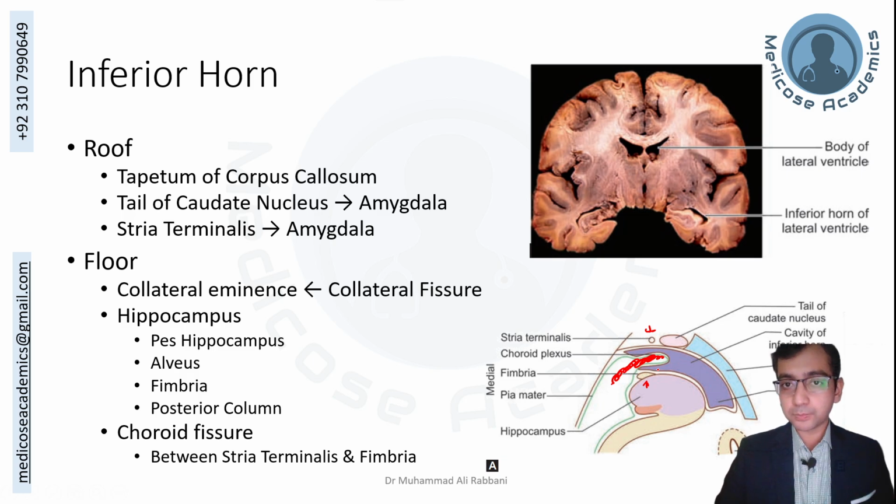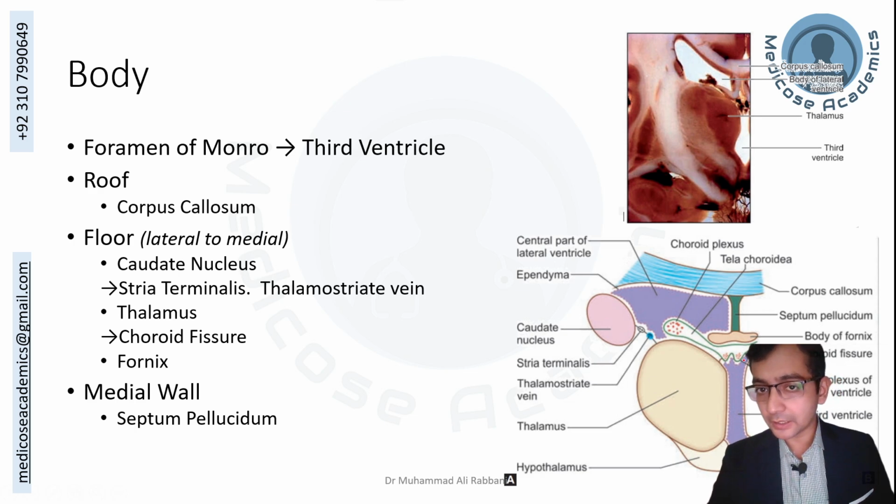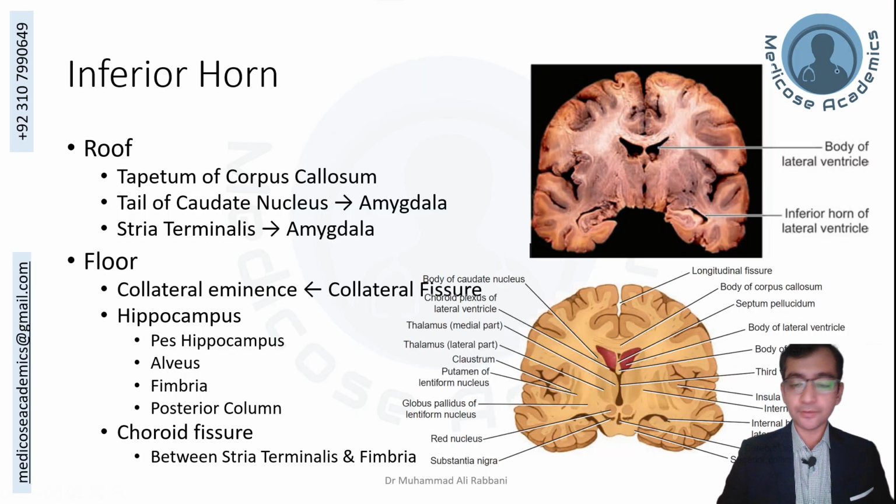And if you did not pick that up earlier, here is the choroid plexus, and in the body it was between the fornix and the thalamus. So here was the choroid plexus. Okay, so this was about the inferior horn. This is a picture from Snell. You can pause the video here and go through these headings.